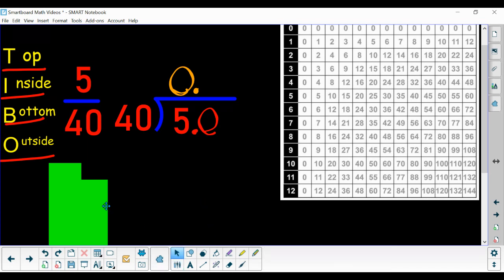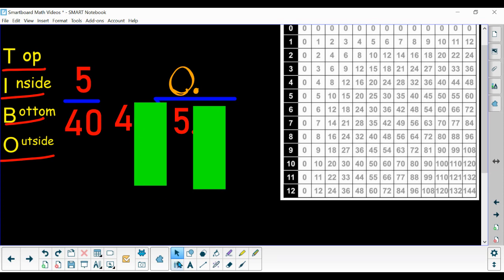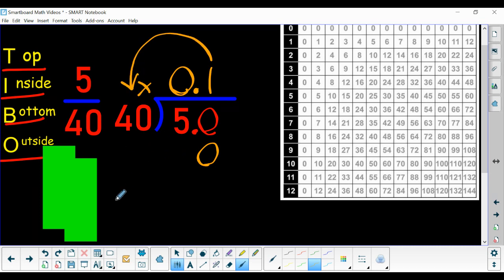Now let's go back to where we left off. So, how many times does 4 fit into 5? One time. So now I'm going to multiply to see what I end up with. This is easy. 4 times 0 is 0. 4 times 1 is 4. So I end up with 40.